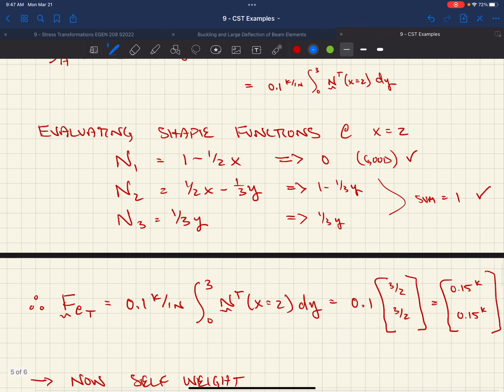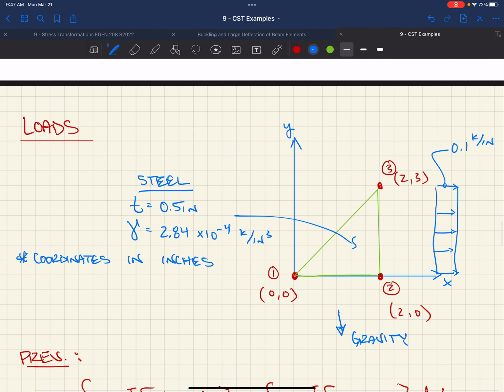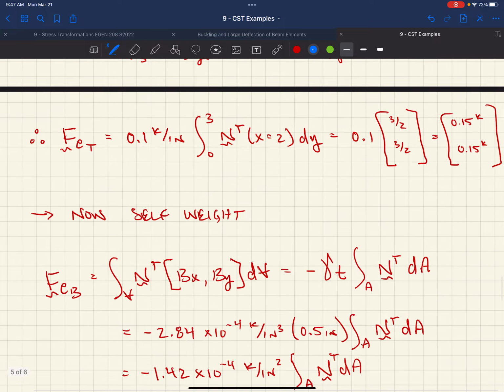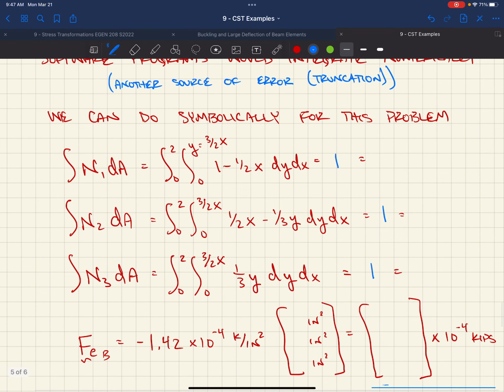What's the area of this thing? How many square inches is the area, Aaron? 2 times 3 square inches. Nice. Crushed it. 3 square inches. And at each node, we have 1 square inch. Makes sense, right? Kind of tributary width to each one of our nodes.